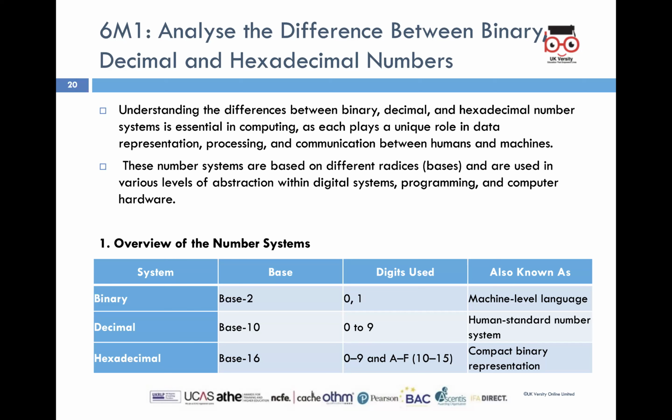Binary is base 2, decimal is base 10, and hexadecimal is base 16. The digits used for binary are 0 and 1. For decimal they are 0 to 9, and for hexadecimal they are 0 to 9 and A to F, which equates to 10 to 15. Binary is also known as machine level language, decimal is known as the human standard number system, and hexadecimal is known as a compact binary representation.